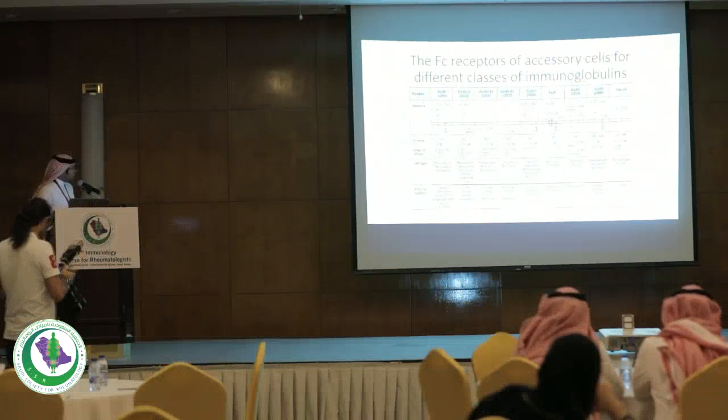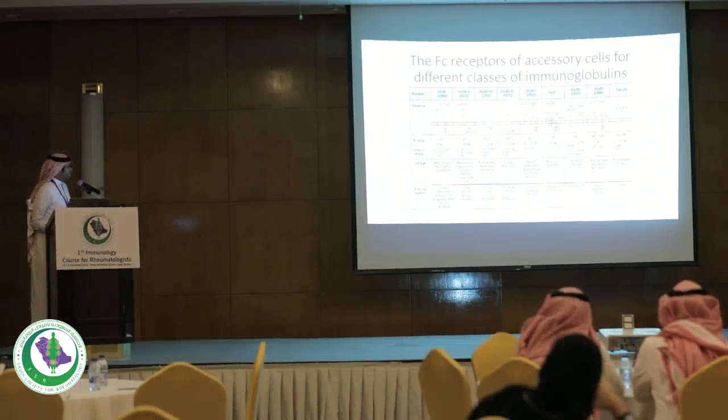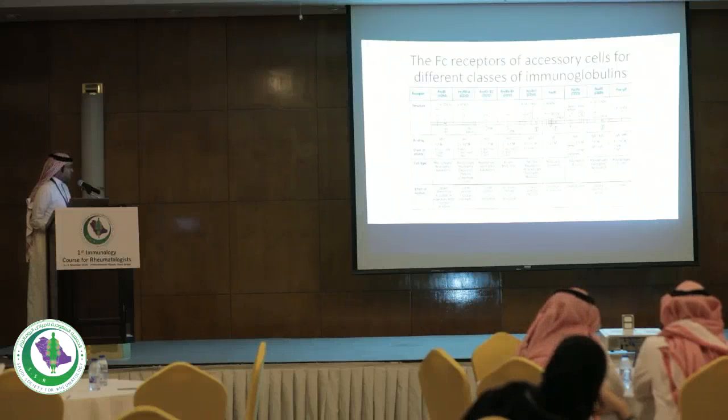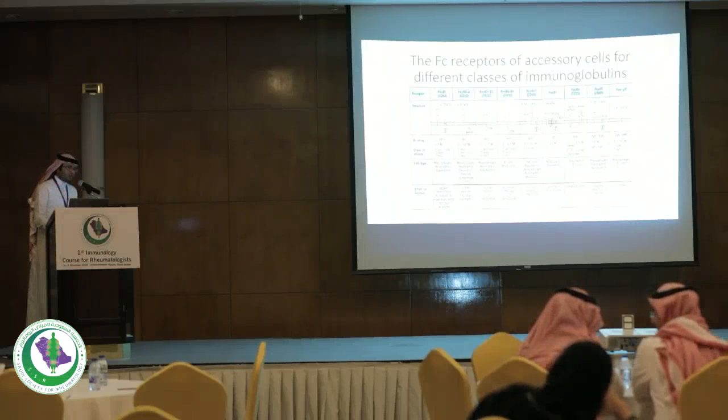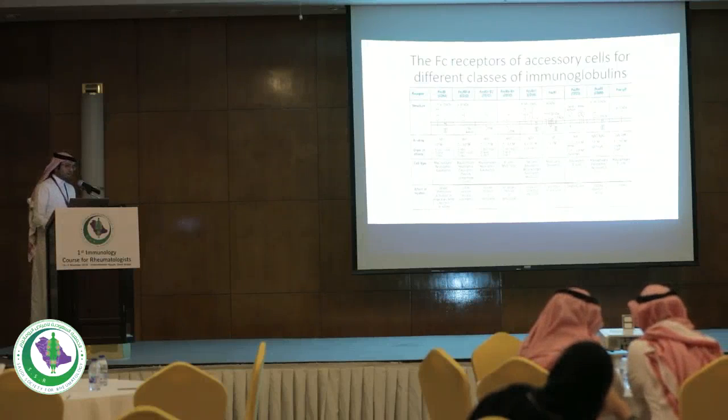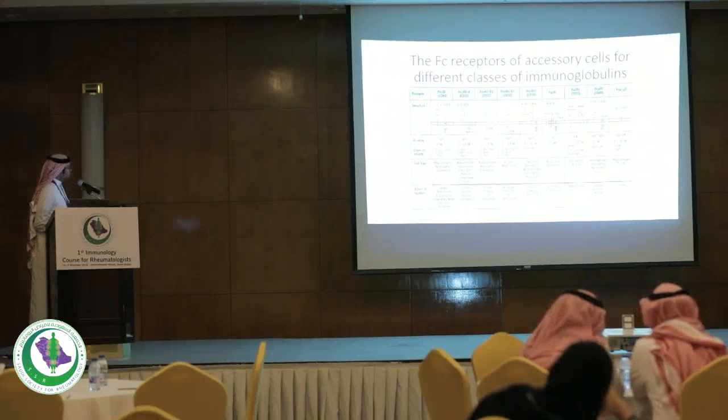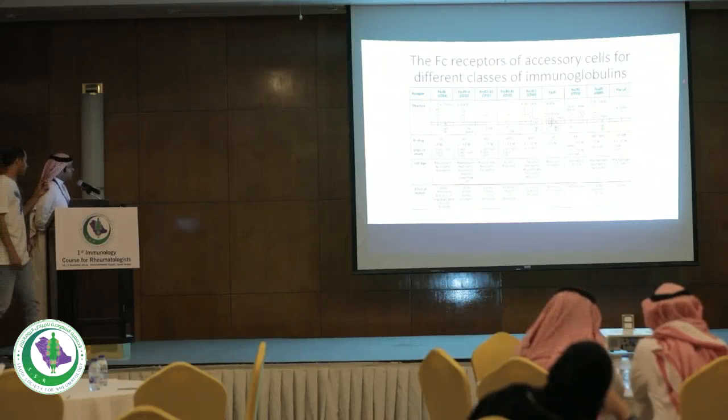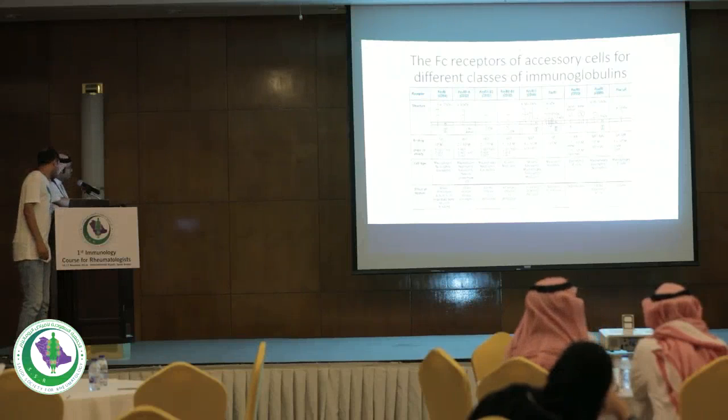And to make it even more confusing, it is now discovered that the function of an antibody is not only dependent on the antibody itself, but actually dependent on the Fc receptors. So for antibodies, IgG for example has several receptors: Fc gamma receptor 1, 2, 3, Fc epsilon for IgE, Fc alpha for IgA, and Fc mu for IgM. And these Fc receptors also have several types.